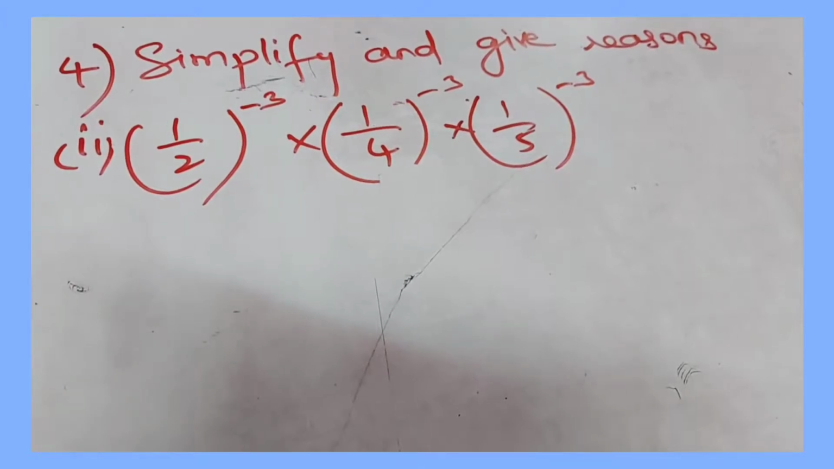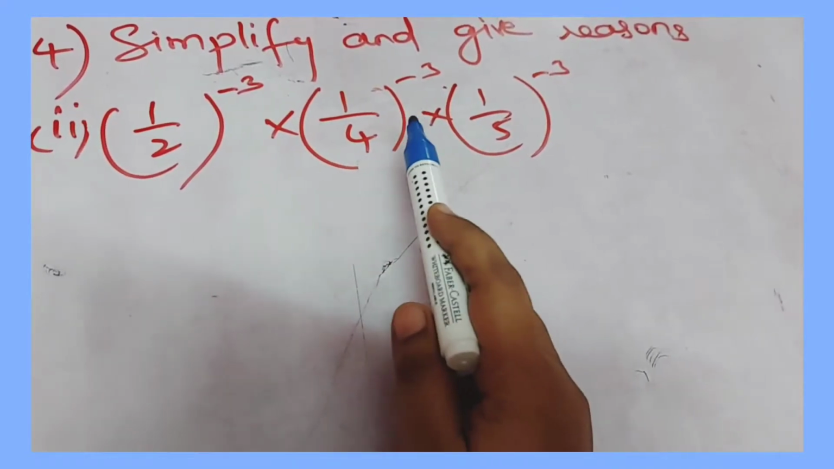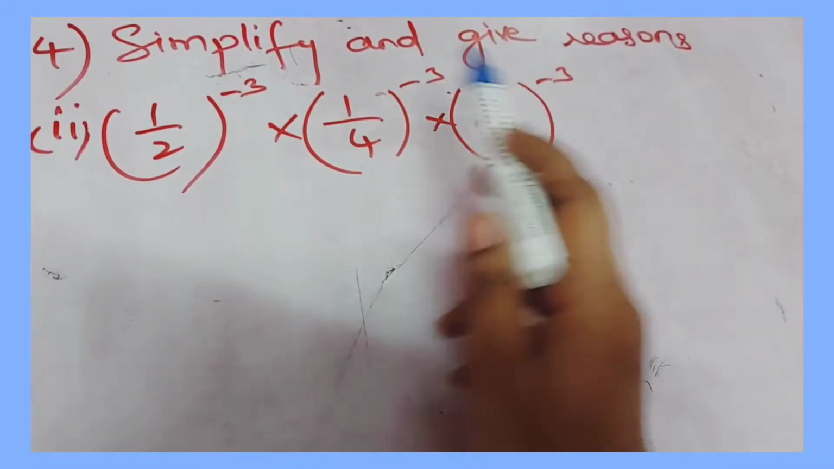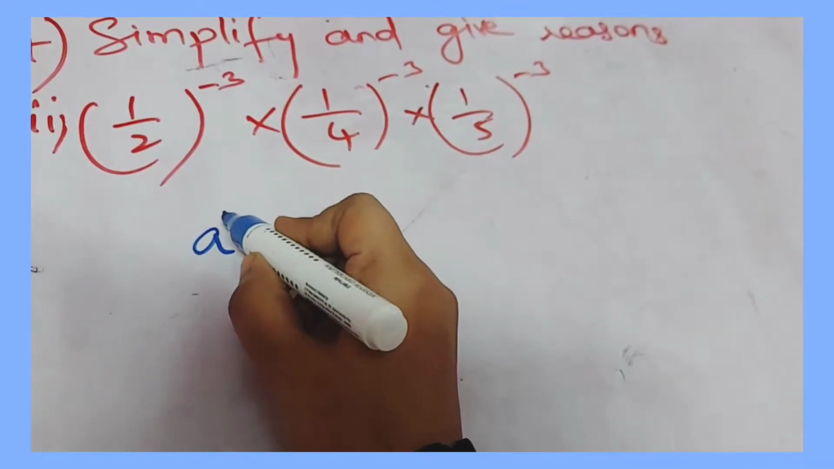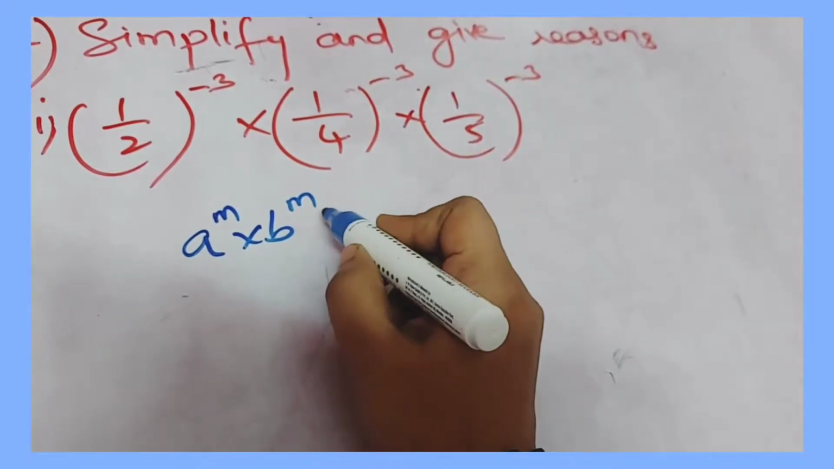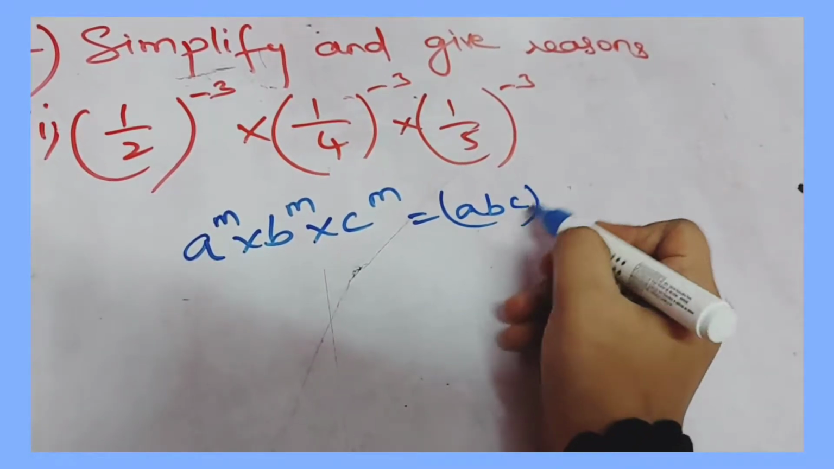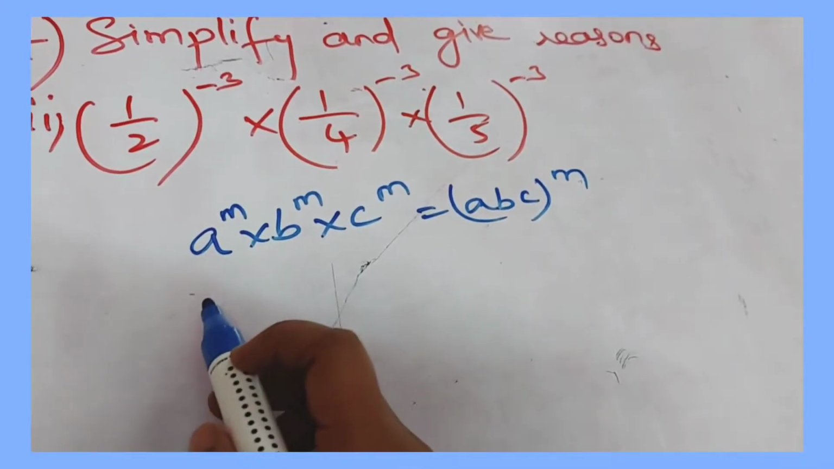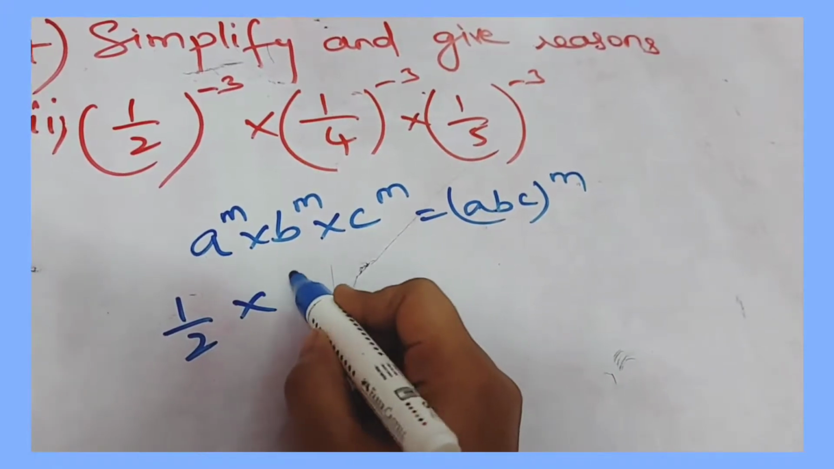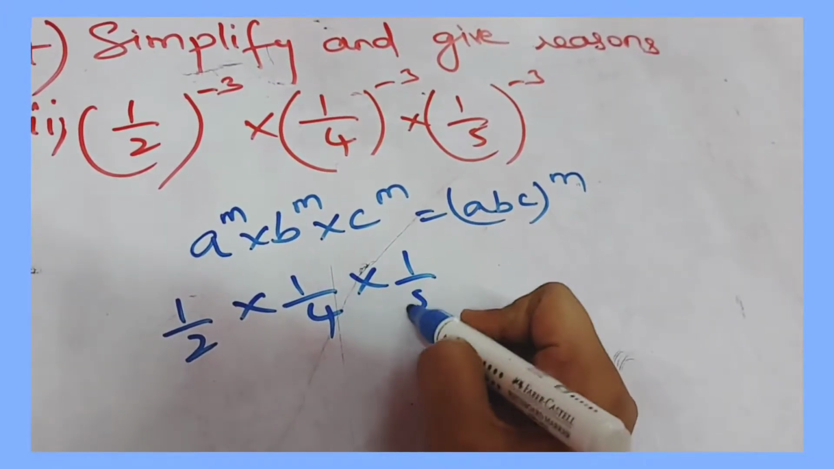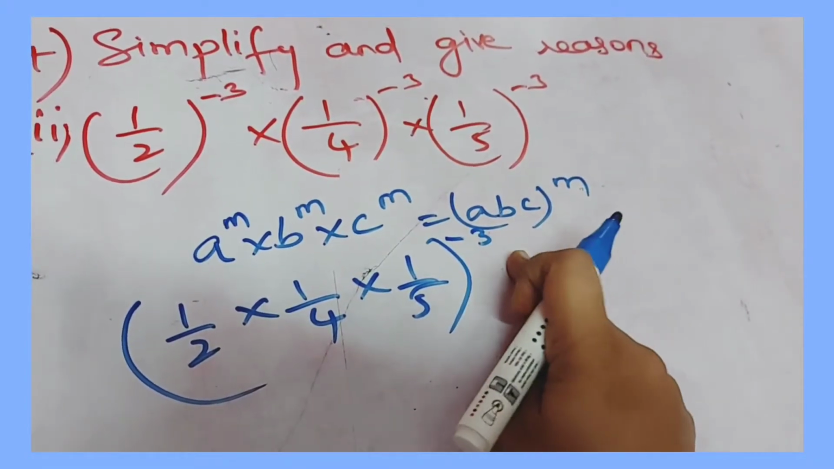In the fourth bit, the second sum is 1 by 2 whole to the power of minus 3, 1 by 4 whole to the power of minus 3, again 1 by 5 whole to the power of minus 3. Here the exponent is the same. So what identity do you have to take here? a power m into b power m into c power m means you have to take a b c whole power m. So you have to make this exponent common: 1 by 2 into 1 by 4 into 1 by 5, and you take this common exponent minus 3.